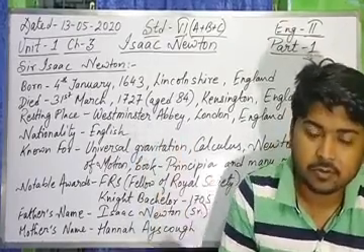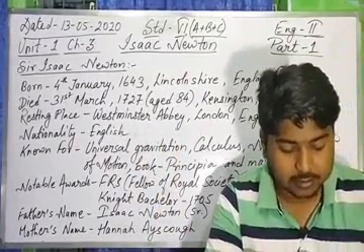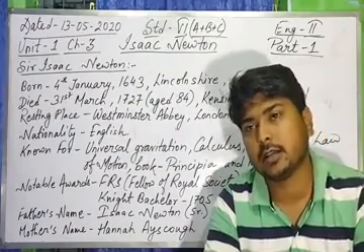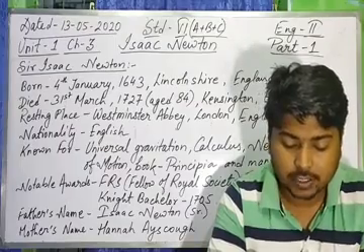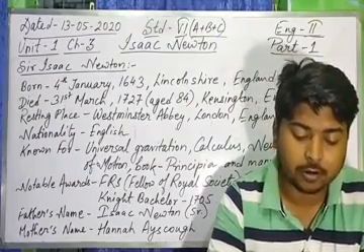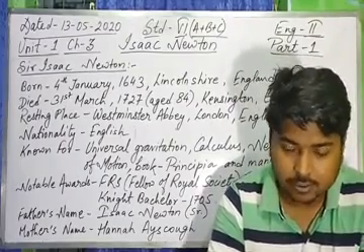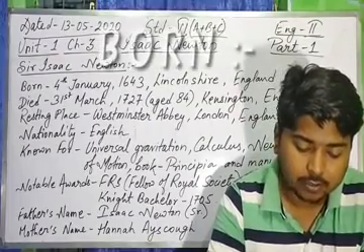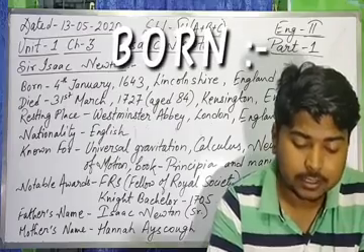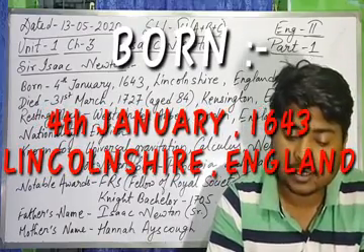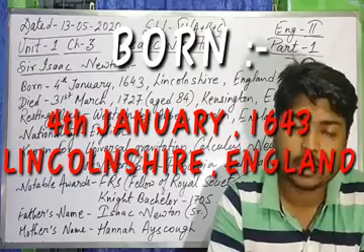Now we are going on. We would be starting from the first point, what Sir Isaac Newton's life was about. The first point is born. Born means birth. Where did he take birth? When did he take birth? That is 4th January 1643, Lincolnshire, England.